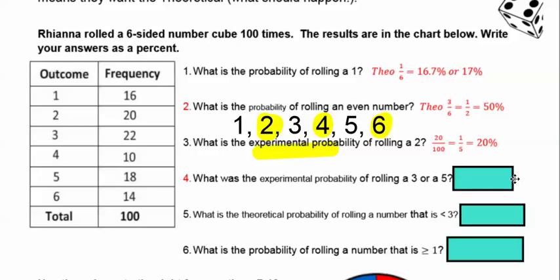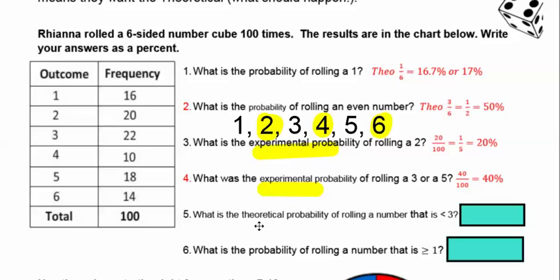Okay, number 4, the experimental probability of rolling a 3 or 5. Experimental is your key word. So we look over here at the chart. A 3 or a 5. So we need to look at both the 3 and the 5. We rolled a 3 22 times. We rolled a 5 18. So both of them combined is how many times? 40. So it's going to be 40 out of 100, which is 40%. If you wanted to simplify first, you could have. It doesn't matter though because they wanted our percent.